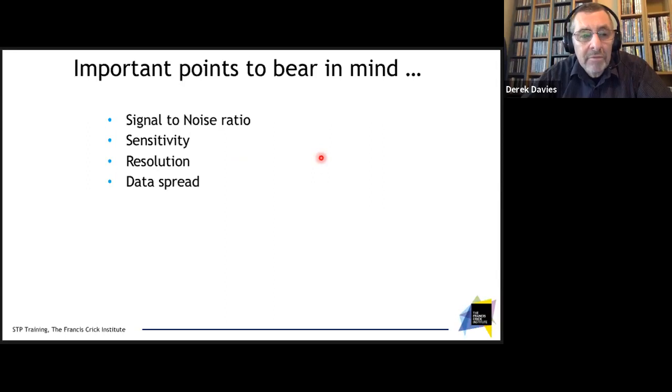And then we also have data spread or measurement error. A flow cytometer is a measuring system. It's never going to be perfect. There'll always be some error in the measurements we make. But that error comes from multiple sources. It comes from biology. We know that there's a great variation in the expression of markers, for example.